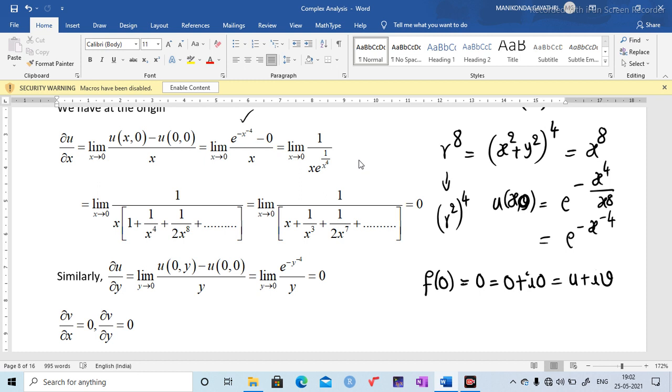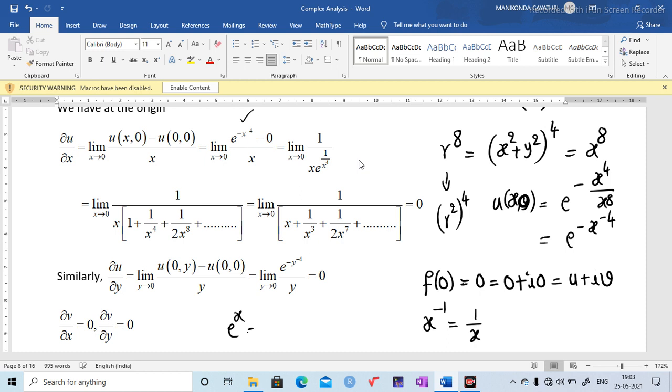So here minus is there. x power minus 1 can be written as 1 by x like this. This e power minus x power minus 4 can be written as 1 by x into e power 1 by x power 4. So I am keeping 1 by x outside. Here I am taking the e power x expansion, that is 1 plus x plus 1 by 2 into x square. x square means power square, that is 1 by x power 8.